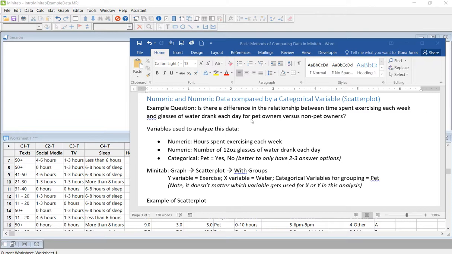So that sounds kind of crazy, right? So basically what we're doing is, for this one, we've got the categorical of, do you have a pet? Yes or no. When you do this type of scatter plot, it really is better to only have 2 or 3 answer options at the most. Otherwise, it's just going to kind of get a little ugly and crazy. But basically you're comparing, for pet owners, does their exercise and drinking water habits, that relationship, have anything to do with pet ownership? Yeah, that sounds crazy, but I think once you see it, it'll be okay.